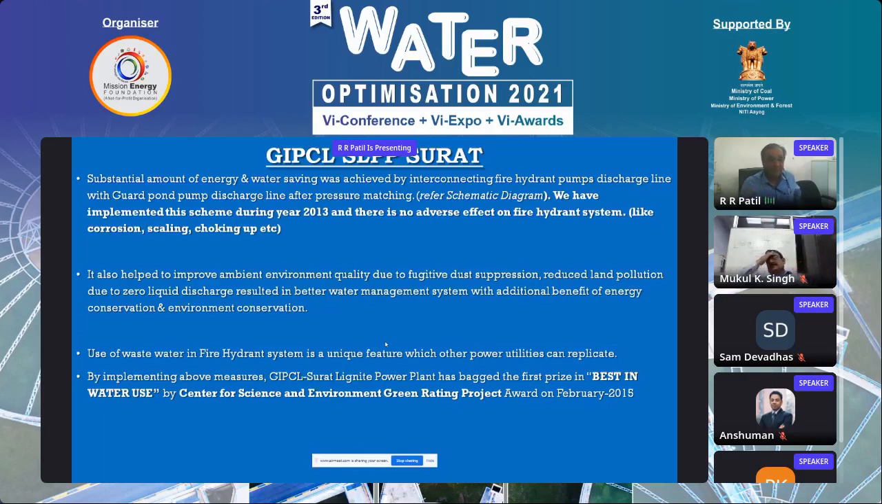It has improved the ambient air quality due to dust suppression, and reduced land pollution due to zero liquid discharge, resulting in a better water management system, with the additional benefit of energy conservation and environment conservation. Use of wastewater in the fire hydrant system is a unique feature which other plants may implement.